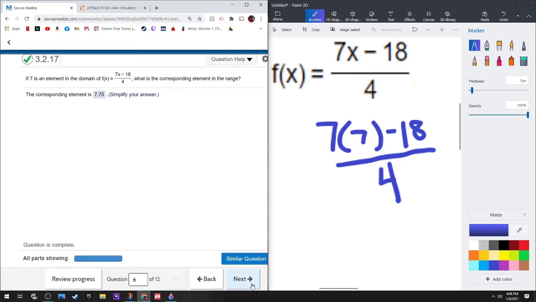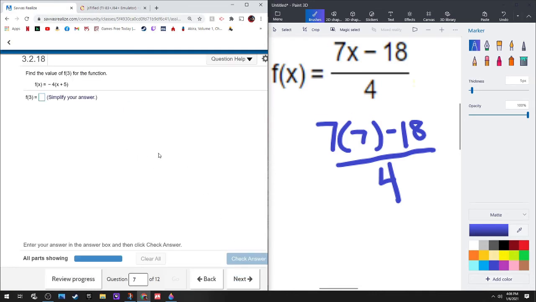All right. Next, I just plug it in. It's more of the same.